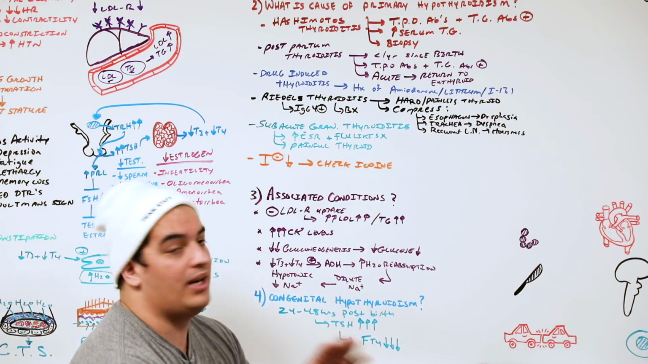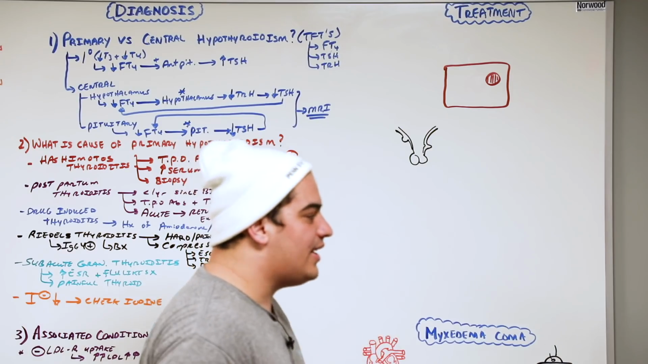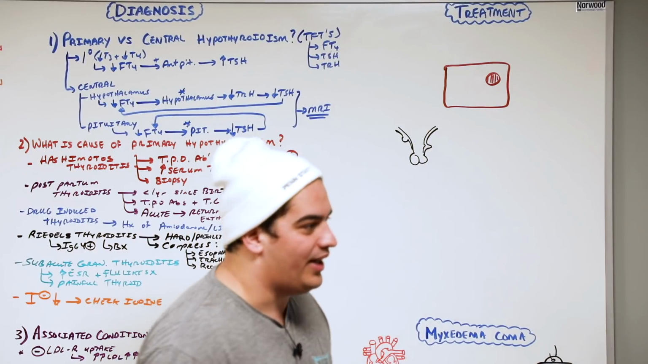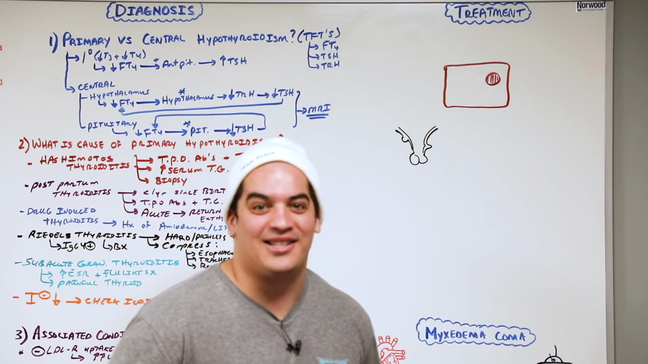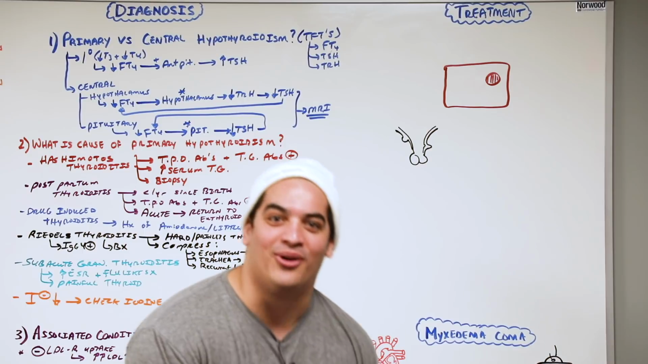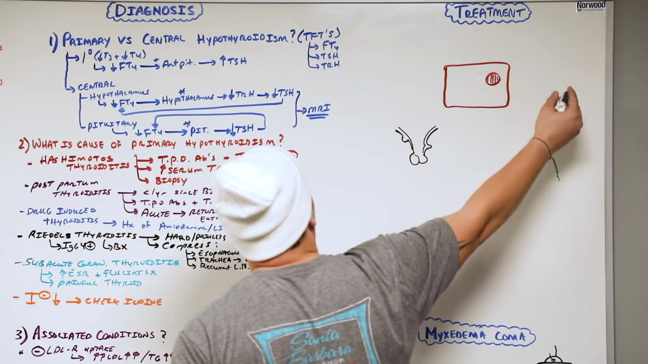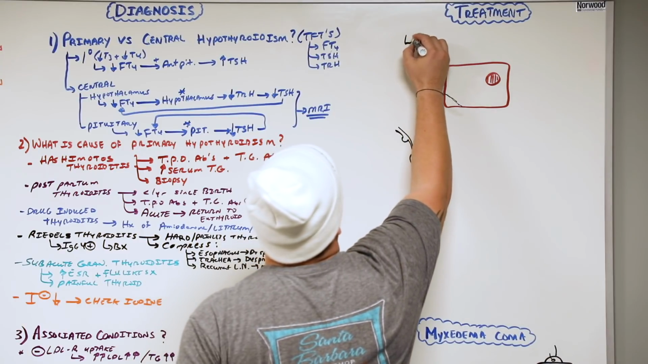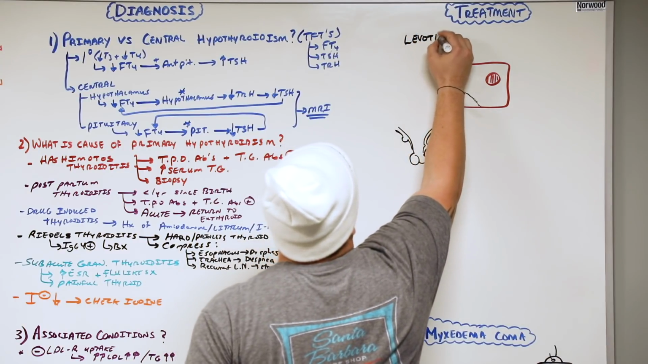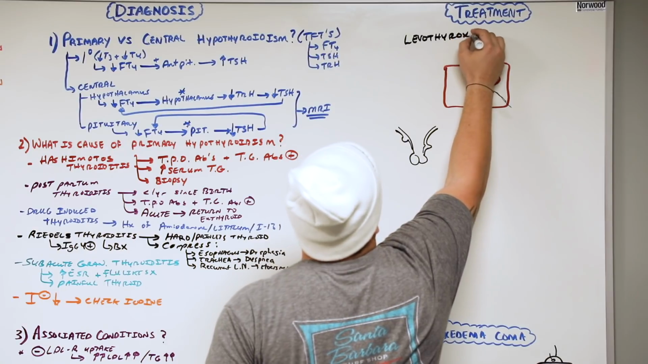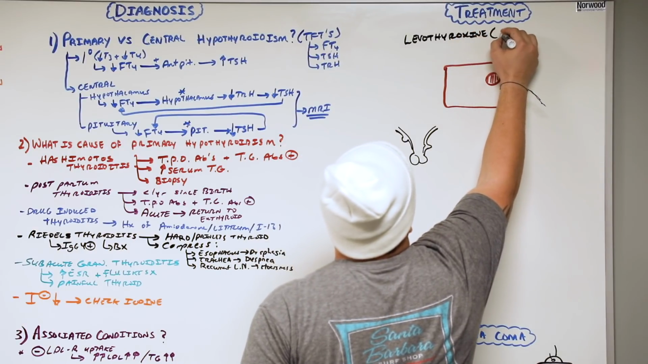Let's finish up with treatment and then a quick complication. All right, so the next thing is hypothyroidism. How do we treat it? It's actually probably the easiest thing possible. Give them thyroid hormone, right? So how do we do that? There's a particular drug, a synthetic thyroid hormone, which is called levothyroxine. And this is literally T4.